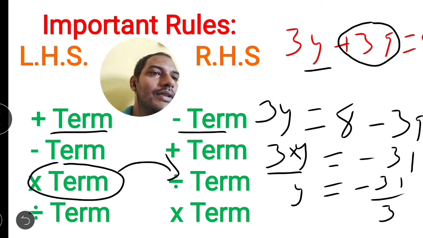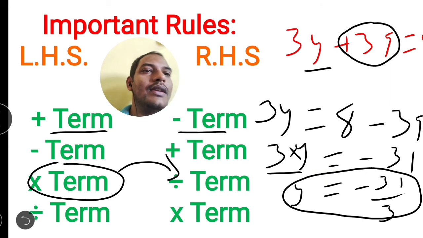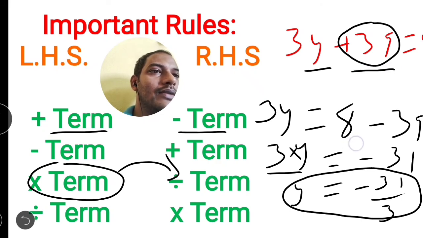Is there any cancellation between 31 and 3? No cancellation. So the y value is minus 31 by 3, which is our answer. See, what is the first step? Plus 39 transposed to the RHS side will become minus 39, so it equals minus 31. Next, 3 transposed to the RHS side will go to the denominator place. So the y value is minus 31 by 3.